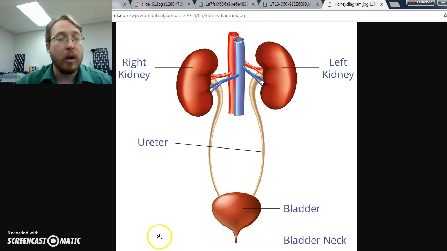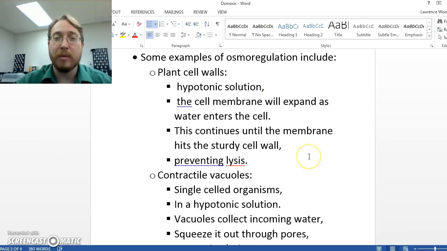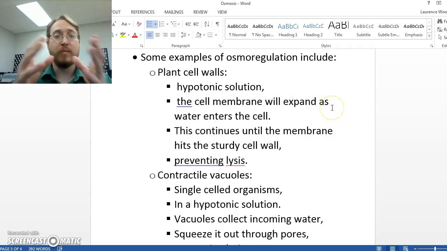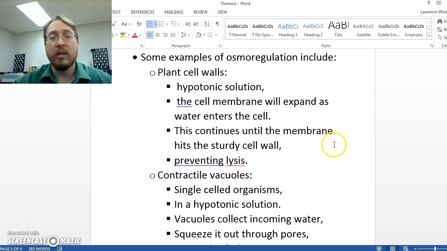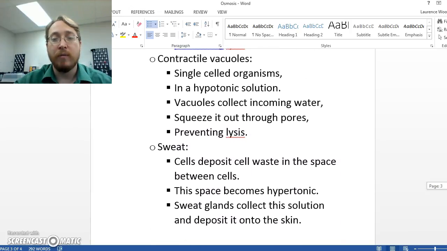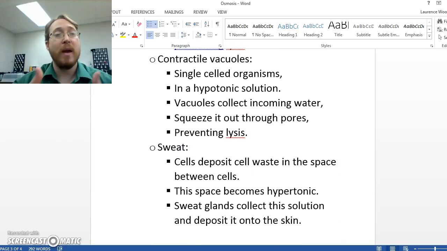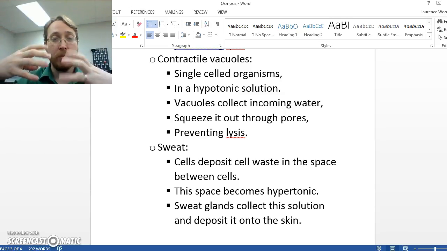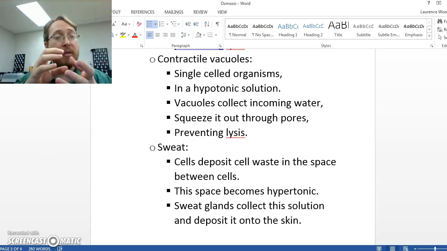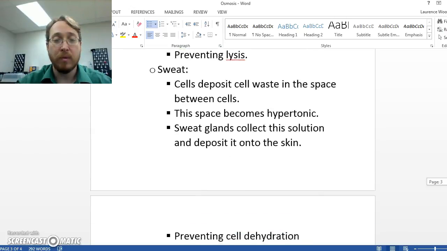So let's review. Some examples of osmoregulation include plant cell walls. So when the plant is in a hypotonic solution, the cell membrane will expand as water enters the cell, and that will continue until the membrane hits the sturdy cell wall, and that will prevent lysis. Contractile vacuoles are features of single-celled organisms. When that organism is in a hypotonic solution, water enters the organism, the vacuoles collect the water, and then they contract, squeezing it out through pores, again preventing lysis of that cell.